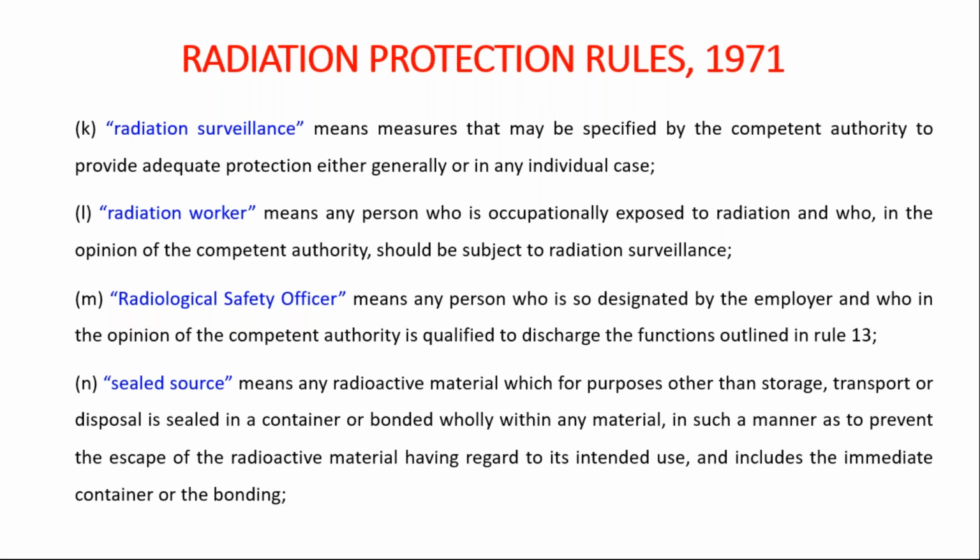Then radiological safety officer: the person who is designated by the employer and who, in the opinion of the competent authority, is qualified. If that person has a minimum qualification and minimum knowledge about these radiations, how to protect against the radiation, how to handle the radiation hazards, etc., then that person can be employed as a radiological safety officer by the employer with the concurrence of the competent authority with reference to rule number 13.